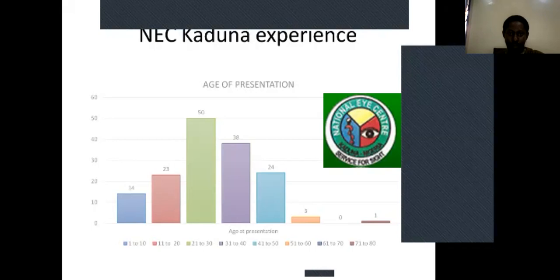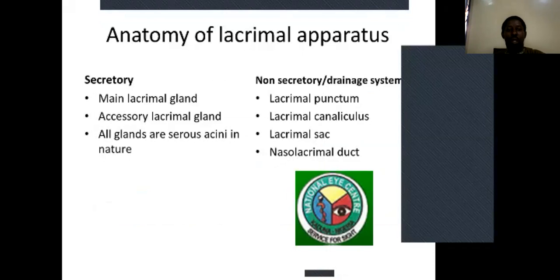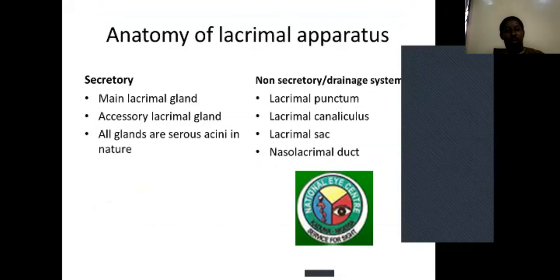Now, the anatomy of the lacrimal apparatus: you will know that there is a secretory and a non-secretory part. The non-secretory part is also the drainage system. The secretory part is the main lacrimal and accessory lacrimal glands. All the glands are serous acini in nature, which means that their fluid is isotonic with plasma, and they have a central lumen through which it oozes out. The non-secretory drainage system is made up of the lacrimal punctum, the lacrimal canaliculus and common canaliculus, the lacrimal sac, and the nasolacrimal duct.